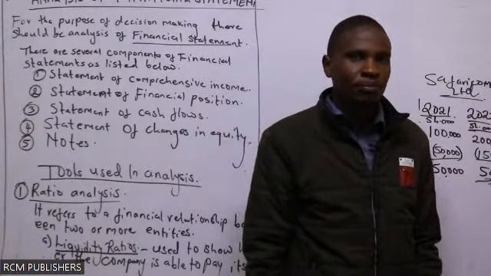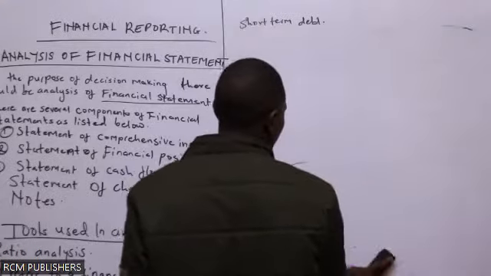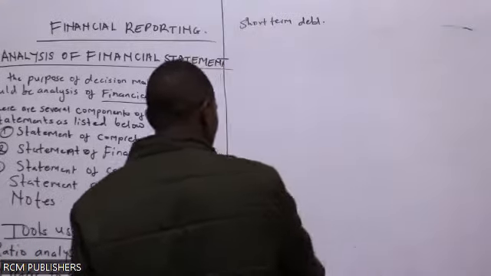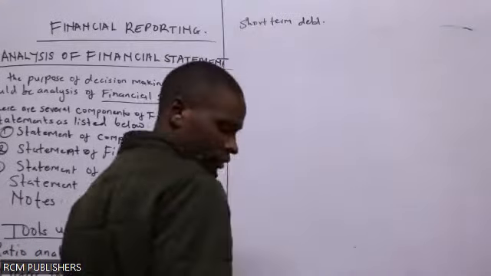To pay its short-term debts. So when you hear of liquidity, we are talking of the ability of a company to pay its short-term debt. Then we have efficiency ratios.